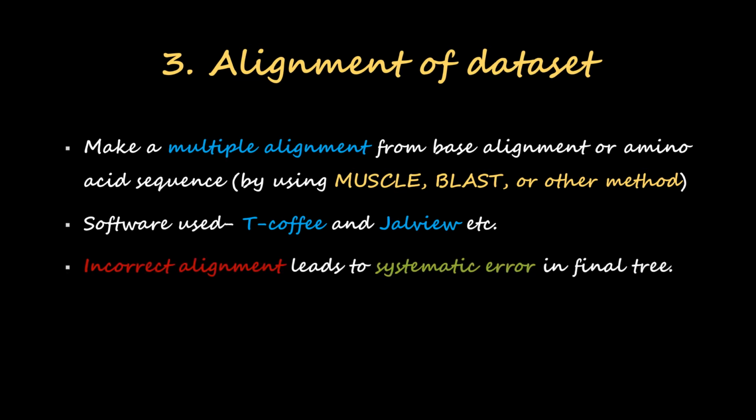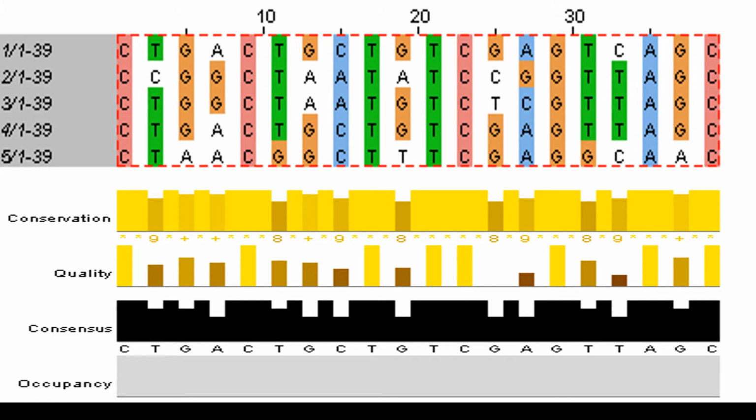Incorrect alignment leads to systematic error in phylogenetic trees. So alignment has to be done in a very robust manner, and that can be done when we use certain software like Jalview or T-Coffee. So this is what an alignment looks like. This is from Jalview. It gives an idea about the conservation, quality, consensus, occupancy, and this is how the sequences look like.